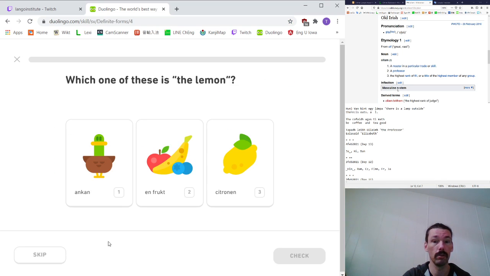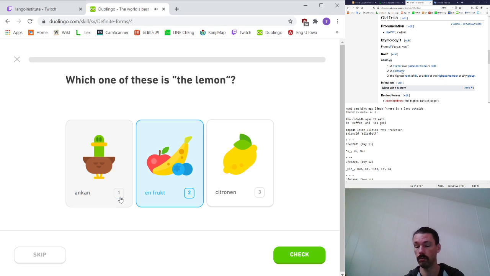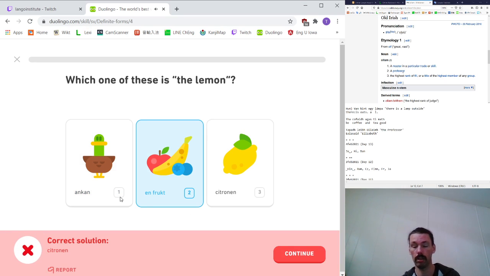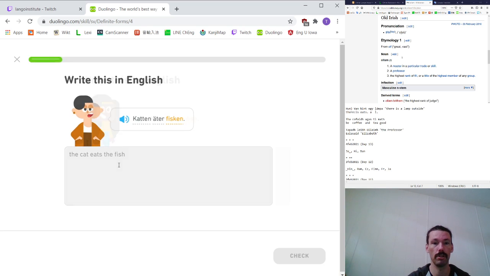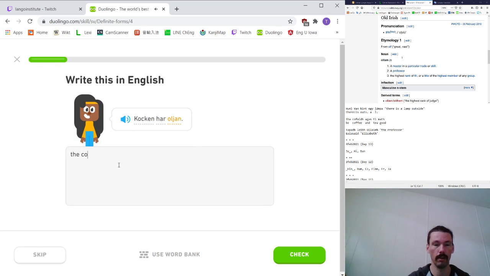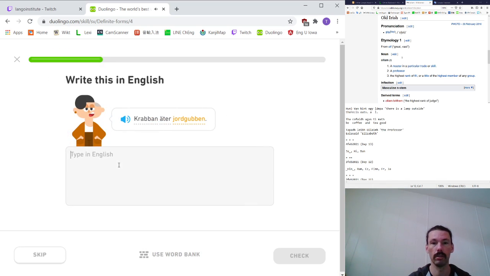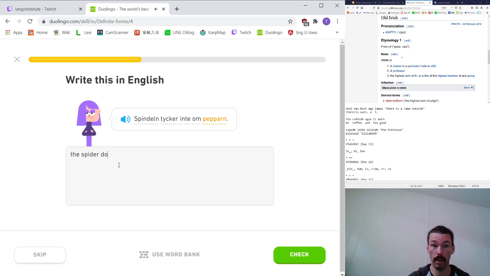We're continuing. Citronen. Ankan. En frukt. That was avoidable. Katten äter fisken. The cat eats the fish. Kocken har oljan. The cook has the oil. Krabban äter jordgubben. Look for these suffixes everywhere. Krabban, the crab, eats the strawberry. I'd like to see that. Spindeln tycker inte om pepparn. The spider does not like the pepper.